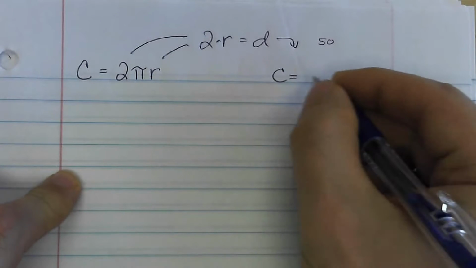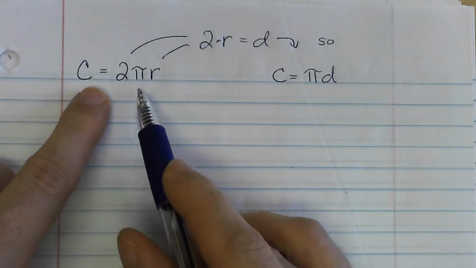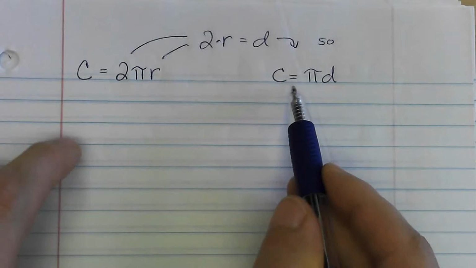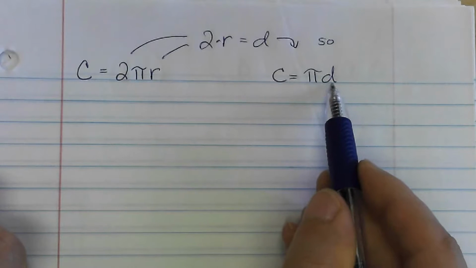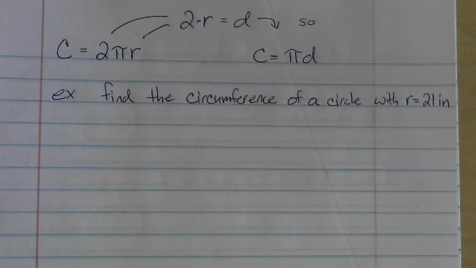So we could rewrite this as C equals pi times diameter. Now we have an equation for circumference involving radius and an equation for circumference involving diameter. Let's test out this equation and see how it works with an example problem. Here we're going to find the circumference of a circle with a radius equal to 21 inches.